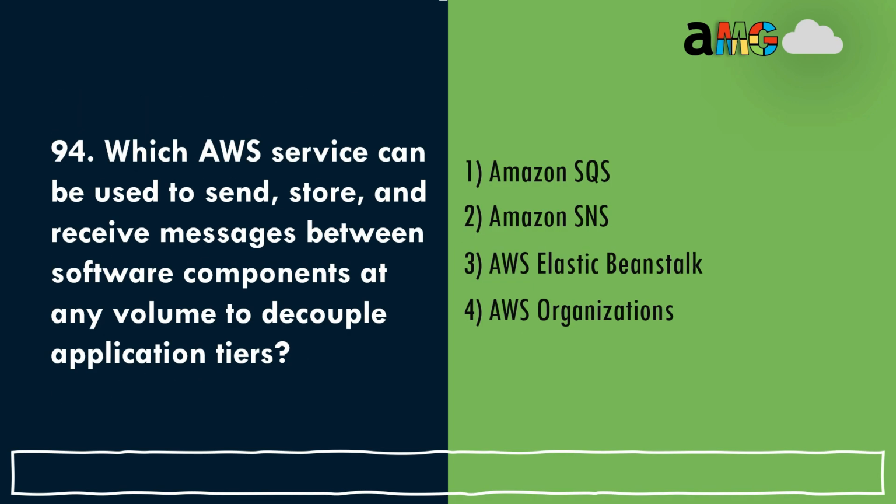Question 94. Which AWS service can be used to send, store, and receive messages between software components at any volume to decouple application tiers? So your time starts now.